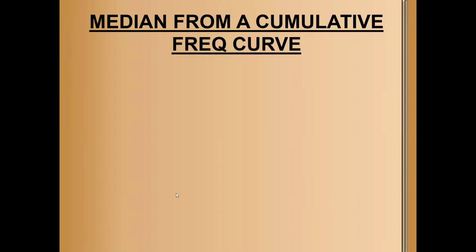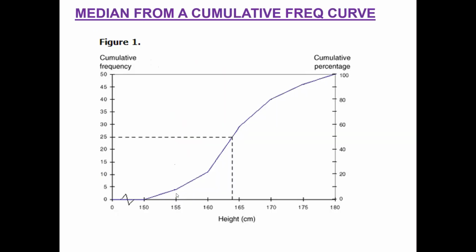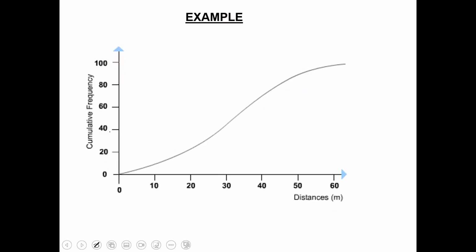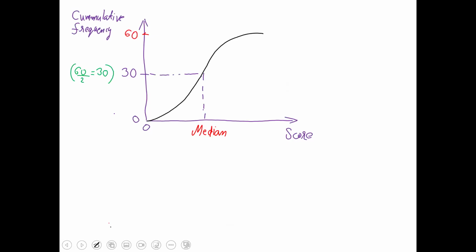How do we get the median from a cumulative frequency curve? When you draw a cumulative frequency curve, you have to see the maximum number. Like here, the maximum number is 50. Half of 50 is 25, and when you read it on the x-axis, it is the median. Now we have the total as 100. Half of 100 is 50. You read it on the x-axis, and it will give the median. Half of 60 is 30 on the y-axis. Then you read on the x-axis, and you get the median.